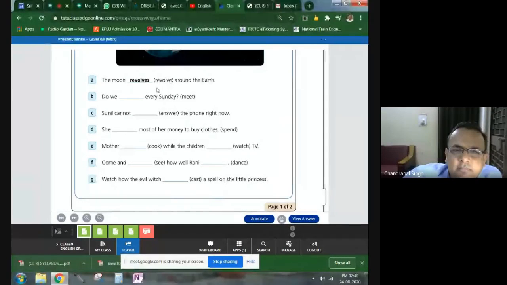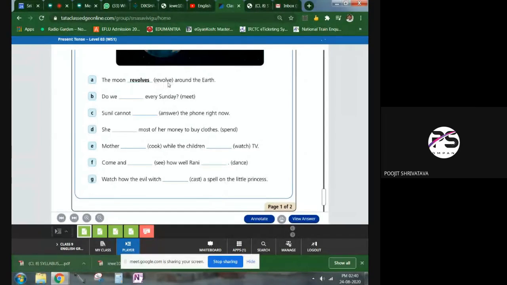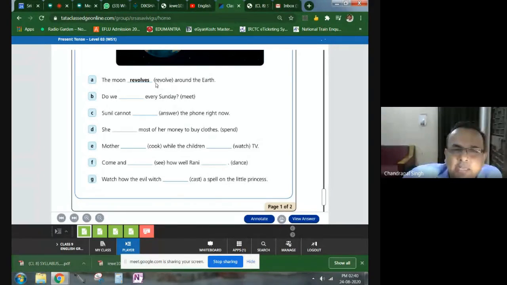Can you see my mouse pointer? Yes, sir. The verb given in brackets is revolve. Now the statement is: the moon dash around the earth. When you're talking about the moon's action of revolving around the earth, in this statement, this verb should be used in this form.